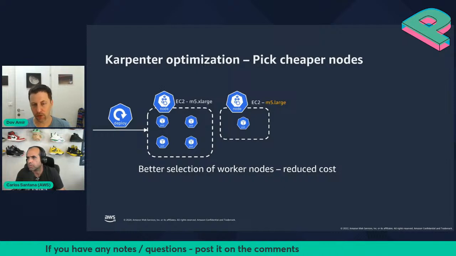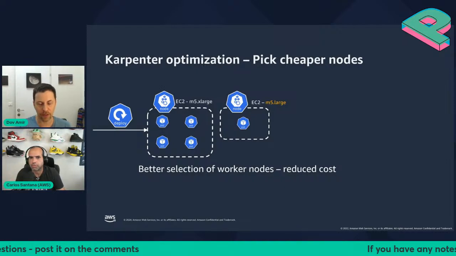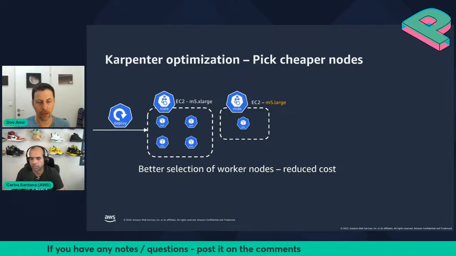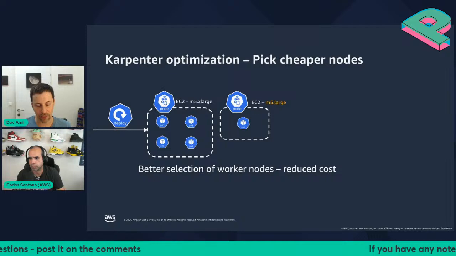Okay, so I just want to say that some customers say, okay, I want to use Karpenter to scale up and down, but I don't want the consolidation because I don't want Karpenter to move my pods from place to place, even if it will reduce my cost. So you can disable consolidation and have Karpenter work only in scaling events.